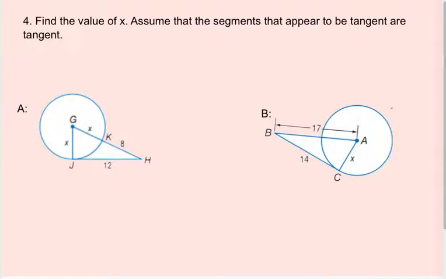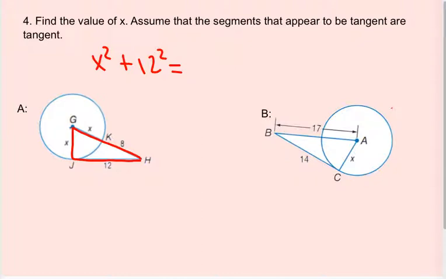So figure out the value of x. Assume that the segments that appear to be tangent are tangent. So here we're already given that this thing is tangent. So what I want to do is this. This is a right triangle now. Pythagorean theorem coming back to haunt you. So that's going to be x squared plus 12 squared. But now here's where you've got to be careful. Way too many kids will say that it's equal to 8 squared and then try and figure out later why it doesn't work.